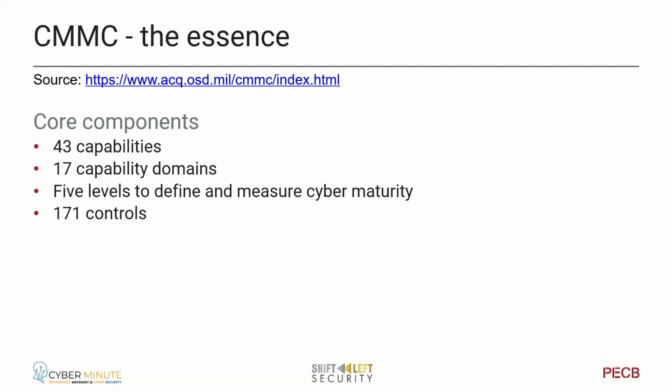In essence, we will have 171 controls, just for your comparison. In the ISO 27001 ISMS controls, we have 114. You can compare that the CMMC is defining quite some expectations also for putting your security correctly.